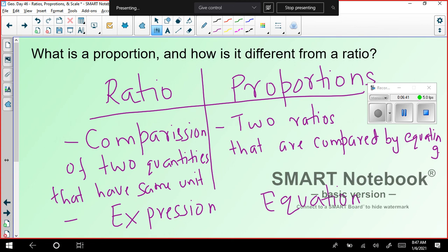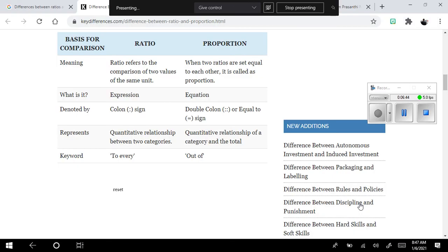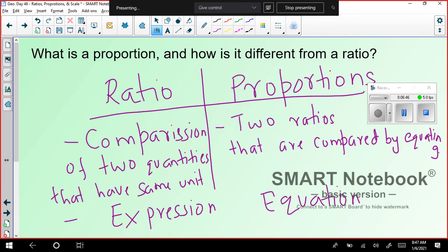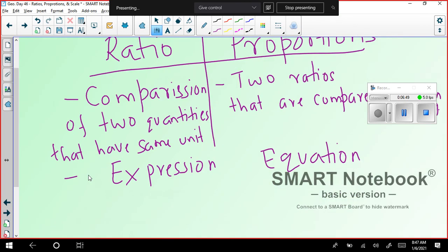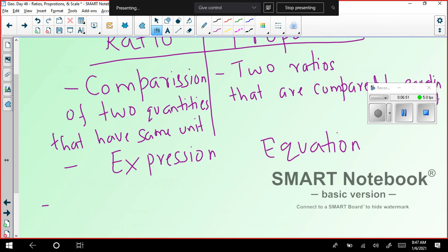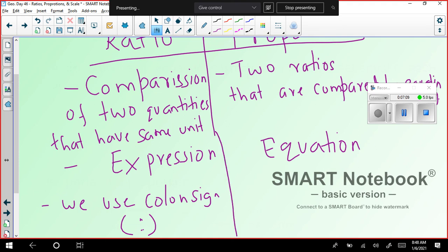We also know that for a ratio we use a colon sign to indicate it. Whenever we are expressing a ratio, we use a colon sign. It looks something like this, you just put two dots, when you are comparing ratios. But in the case of a proportion we use an equal sign or a double colon.